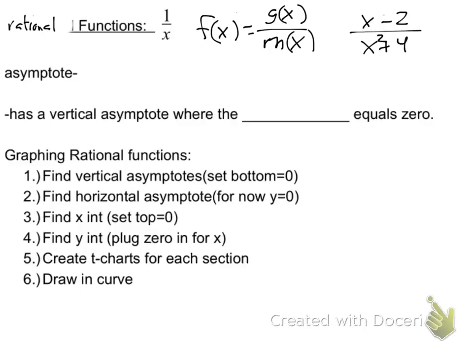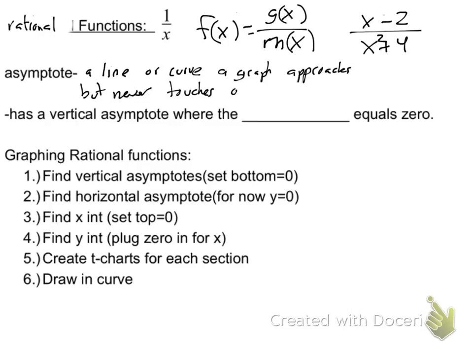An asymptote, guys, is a line or curve a graph approaches but never touches or crosses.